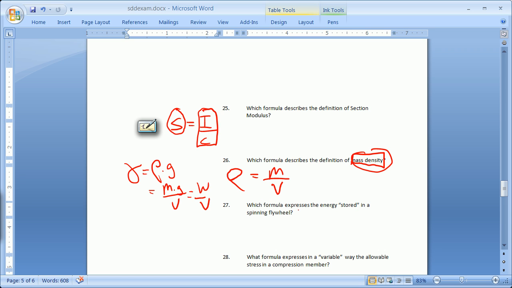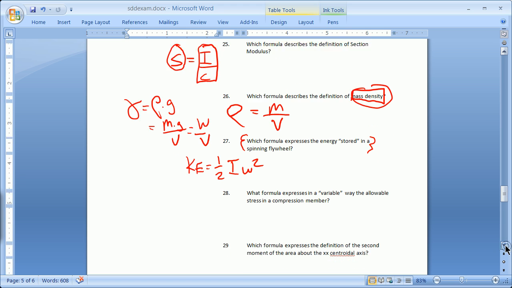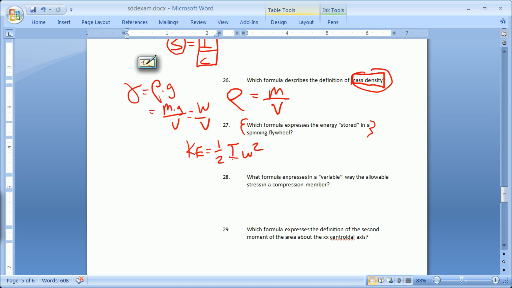What formula expresses the energy stored in a spinning flywheel? This one comes kind of from that discussion, Professor Lewin. Energy is stored in a spinning flywheel. You may not think of it as being stored, but it can be pulled out and put into a magnetic field or into a car, for that matter. And so the energy of rotation is kinetic energy equals 1/2 I omega squared, where omega is its angular velocity in radians per second. Radians, of course, have no units.